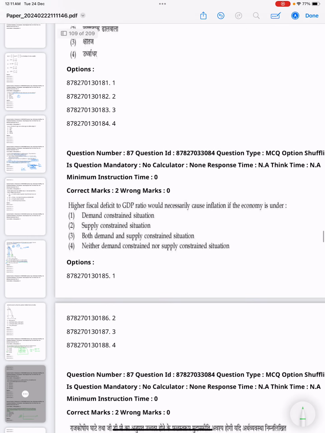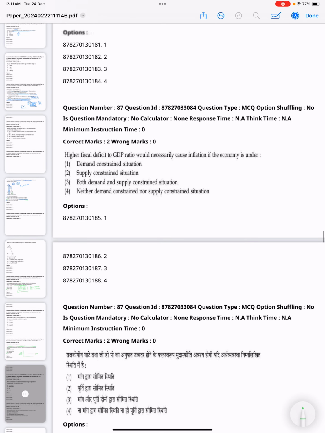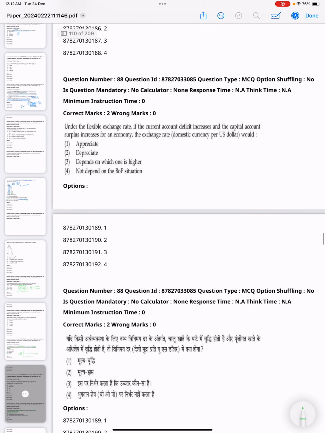Okay, now moving to the 87th. Higher fiscal deficit to GDP ratio would necessarily cause inflation if the economy is under... If the economy is under demand constraint situation, then higher government expenditure won't lead to inflation. But if it is under supply constraint situation, the demand by the government for goods and services is increasing, whereas the supply is fixed, so that leads to more inflation. The chance of inflation would be high.